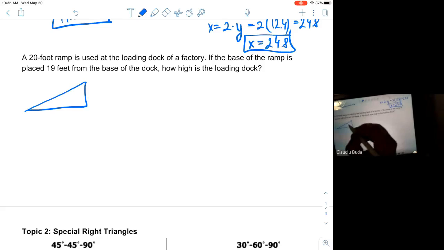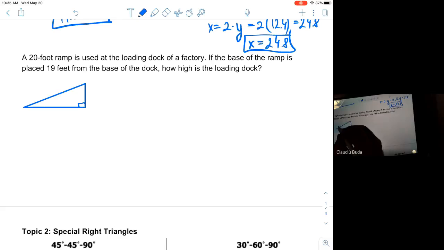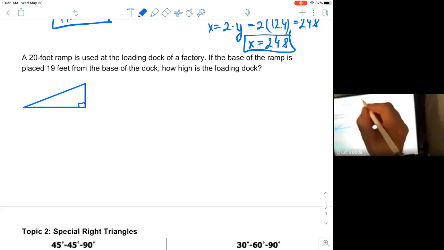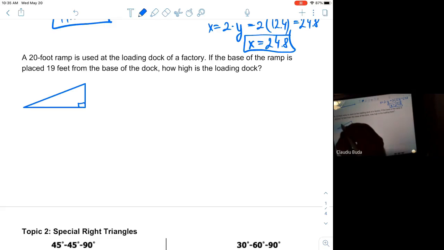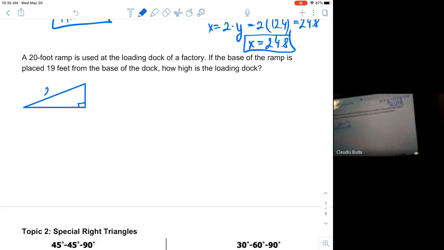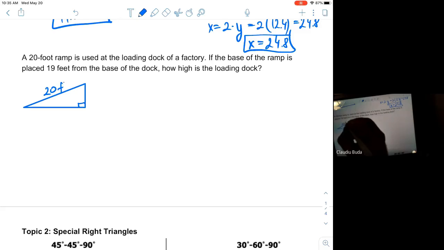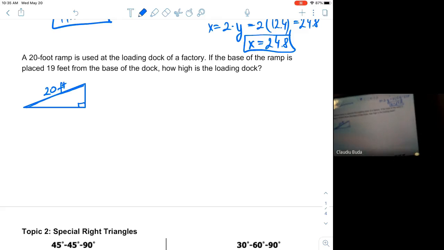That is my drawing, and this is my ramp right here. We know that the ramp is 20 feet long, and that's the ramp. It is placed 19 feet from the base of the dock. How high is the dock? We don't know. That is x.